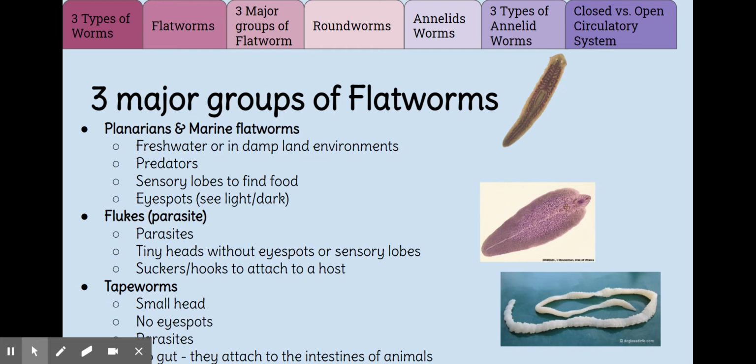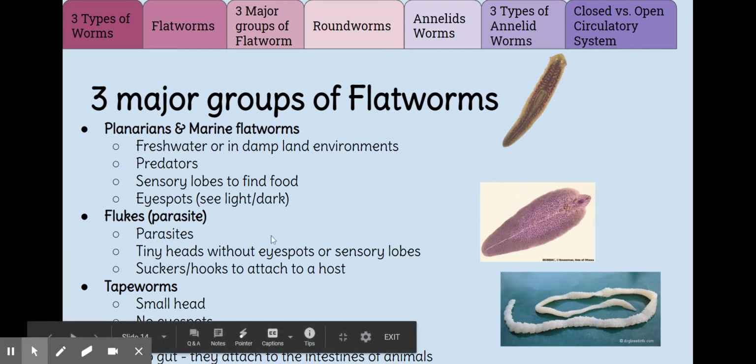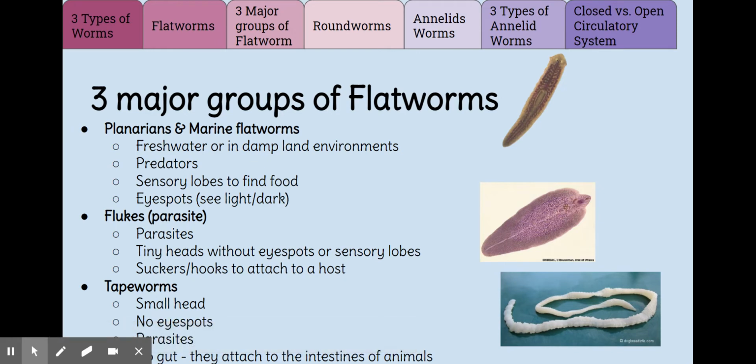Then you have flukes. Flukes are parasites. They have tiny heads without eye spots or sensory lobes. They sometimes have suckers or hooks to attach to a host. Then you have tapeworms. Tapeworms have a small head, no eye spots, they're parasites, and there's no gut. They attach to the intestines of the animal.